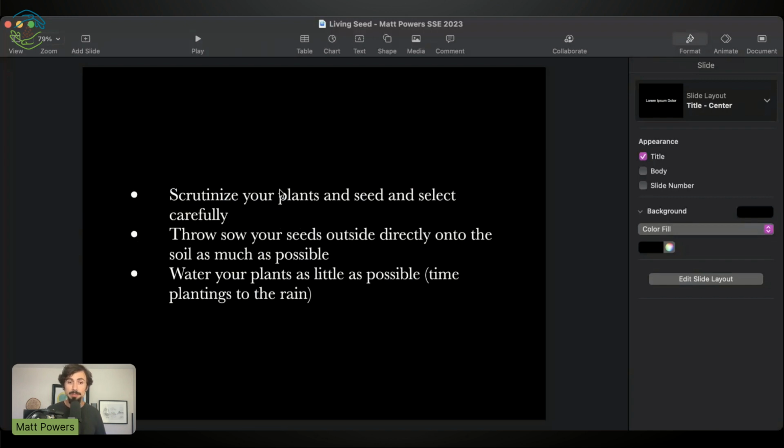Water your plants as little as possible. Time plantings to the rain. This creates really vigorous, resilient seed. If you soak your seed beforehand, this makes the process much easier because they have moisture with them. They don't suck it out of their environment in order to do what they need to do.